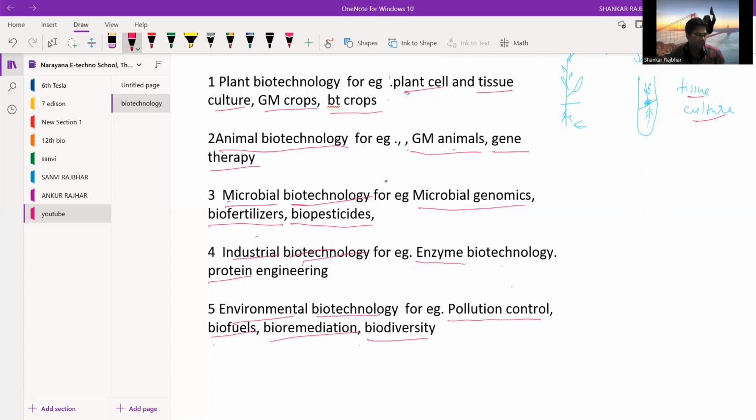So bioremediation is a branch of biotechnology which employs the use of living organisms, like bacteria, for the removal of pollutants. Bioremediation means to treat. So if a particular situation, some contamination occurs, we can remove it with the help of bioremediation.